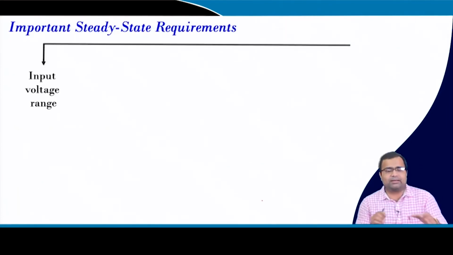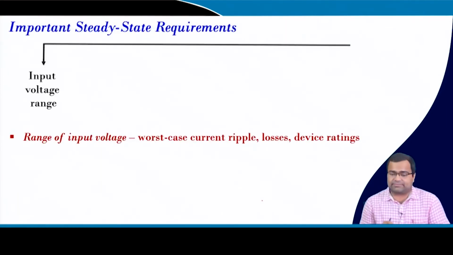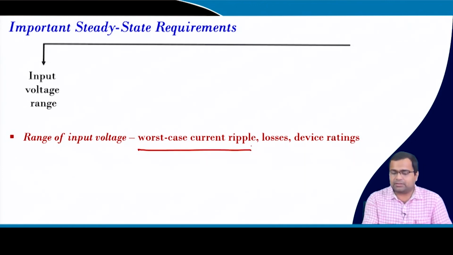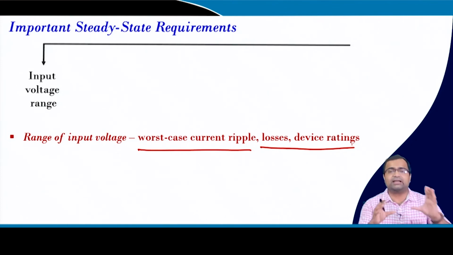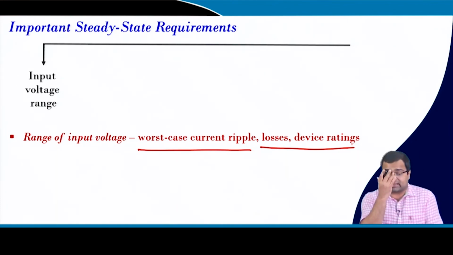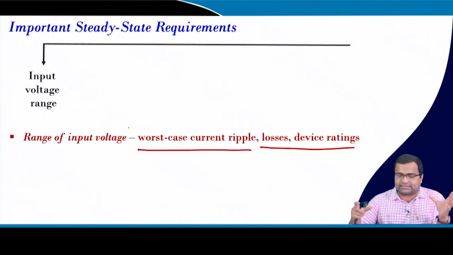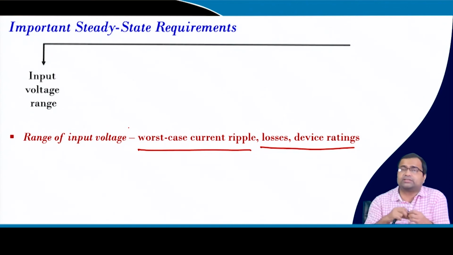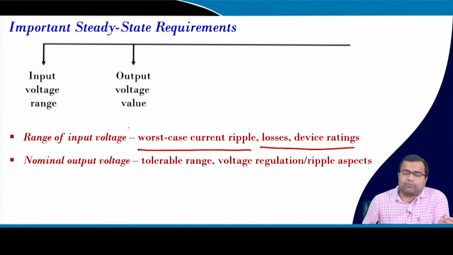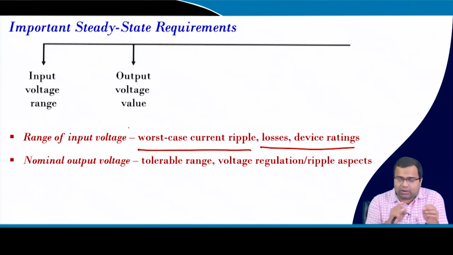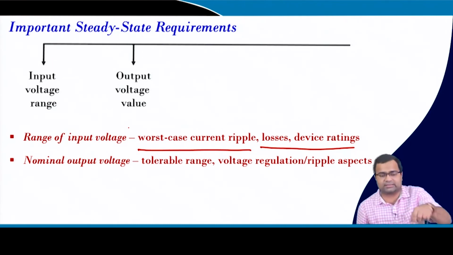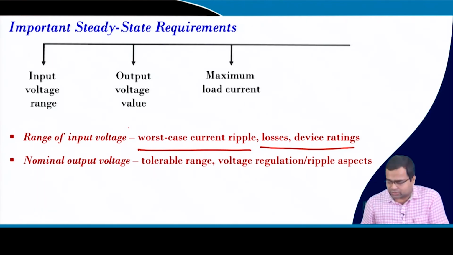Among the important steady state requirements, input voltage range is very important. The worst case current ripple, the losses, and the device rating will be decided by it, and we will also talk in the loss analysis about how the range of input voltage is important, particularly for light load efficiency. Then the nominal efficiency will also decide the switching frequency. Output voltage value is important to know the maximum or minimum duty ratio that we have to achieve using the converter. Then what is the acceptable ripple limit, and what is the acceptable undershoot and overshoot; though it is the steady state characteristics, we will not talk about overshoot and undershoot.